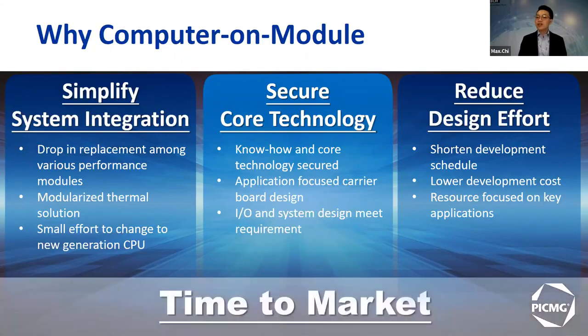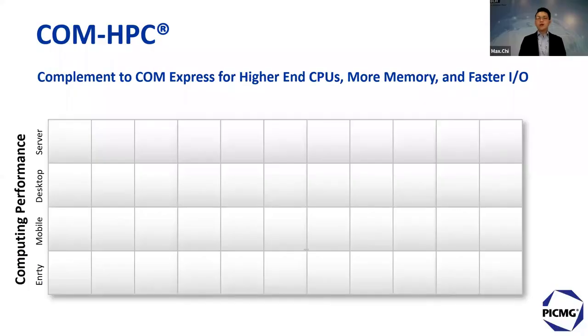And the most important thing here is time to market. The computer module concept lets you keep the same carrier board for multiple CPU generations. So a one-time carrier design lasts for a longer period. Okay, so now we understand the benefit of the computer module concept, and we know how COM-HPC uses it.